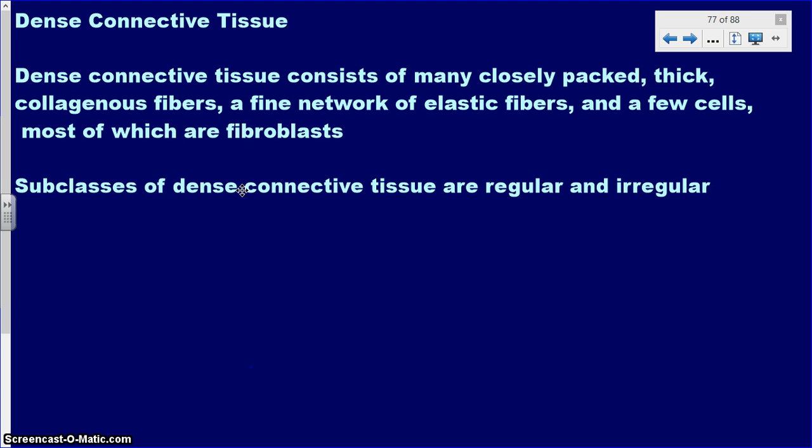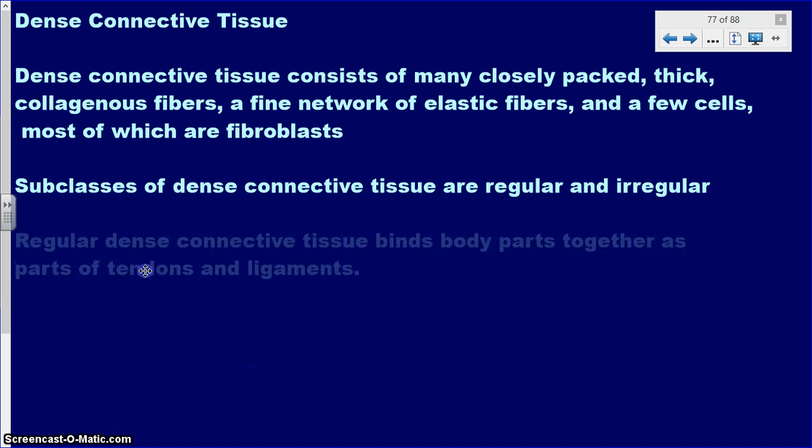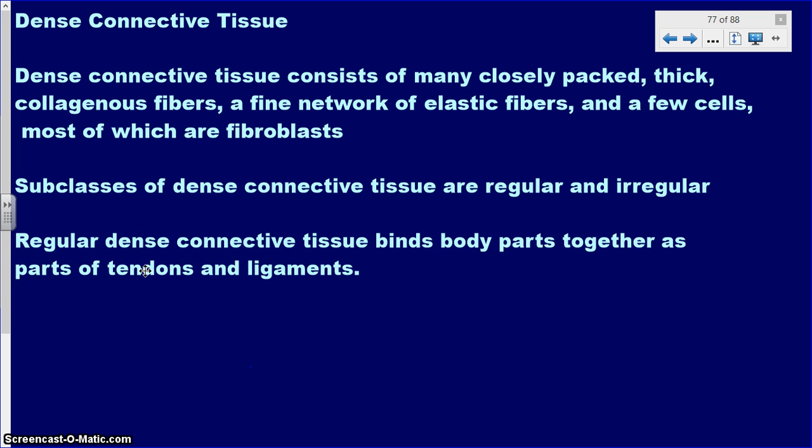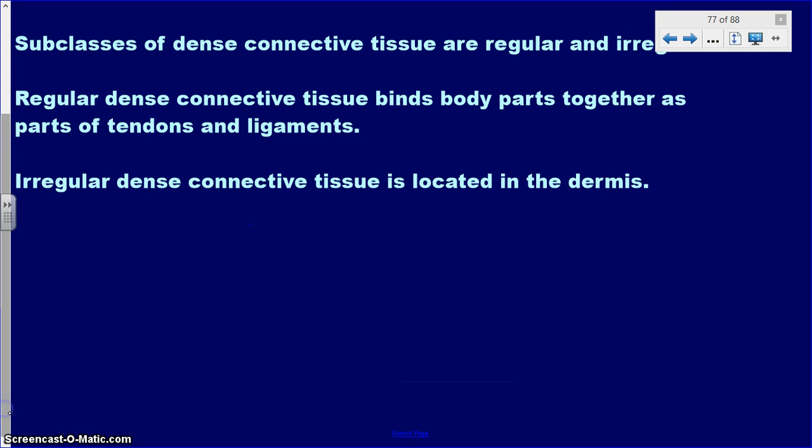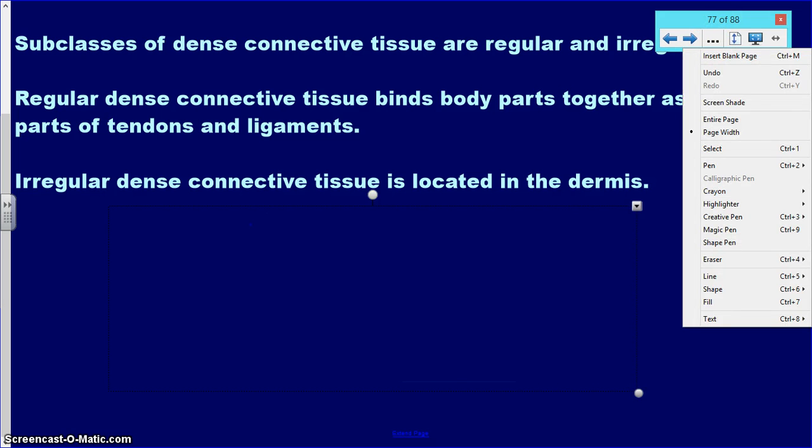Now, there's two different subclasses of dense connective tissue. There's regular dense connective tissue and there's irregular dense connective tissue. Regular dense connective tissue is going to bind the body parts together as parts of your tendons and your ligaments, and irregular dense connective tissue is located in the dermis. The dermis is that middle layer of your skin located right beneath the stratified squamous epithelium that forms your epidermis.